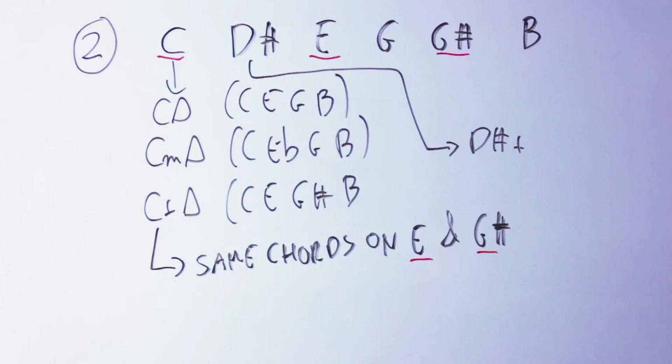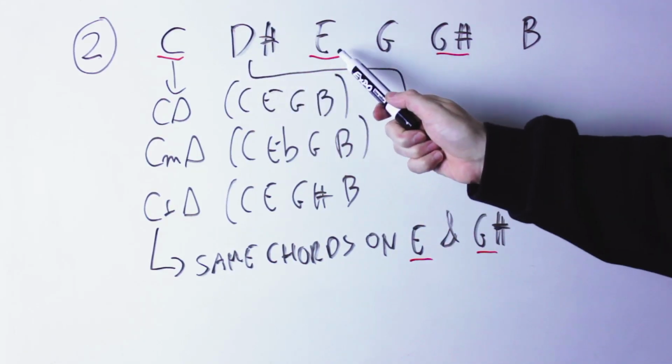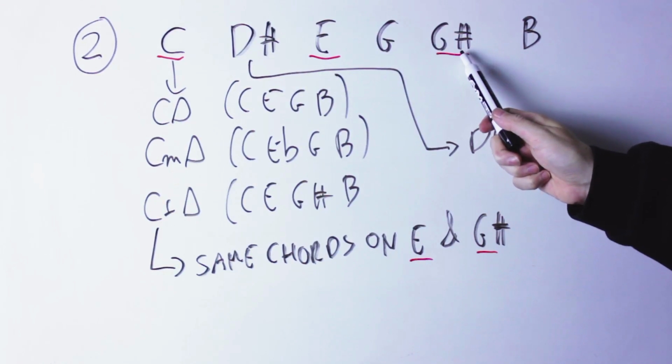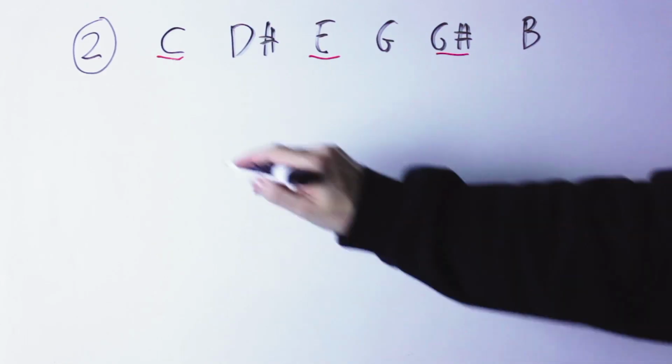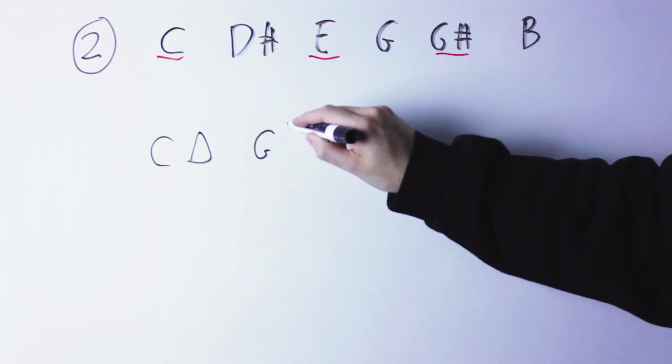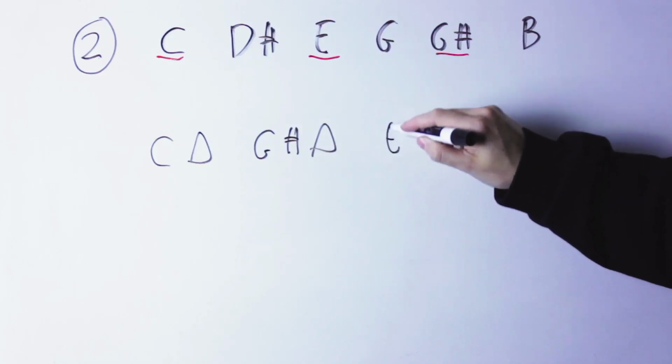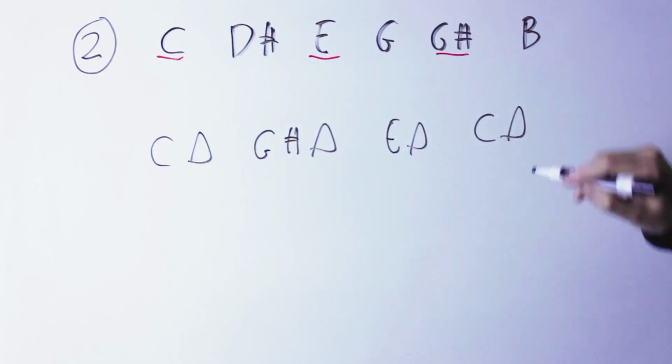So this scale contains a lot of major and minor triads. It contains C major, C minor, E major, G sharp major, and G sharp minor. So in a sense, this scale is a gateway between different keys, a major third apart. Inspired by this scale, I can play chord progressions like C major 7, G sharp major 7, E major 7, C major 7.